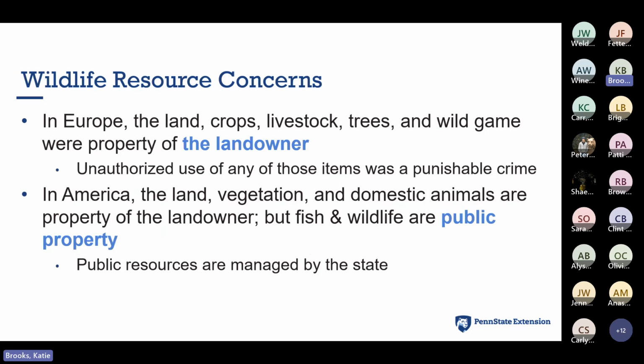Only the landowner or the king could grant rights to hunting, could grant rights to land or fishing. And the king could even gift these rights to individuals other than the landowner. So like I said, he could take those rights away from the landowner and give them to someone else. So in essence, the king, one person, managed all natural resources and wildlife for the people and remained the only one to own the rights to do that. And unauthorized use of any of those items, any of the land, crops, wild game, trees, anything was a punishable crime in Europe.